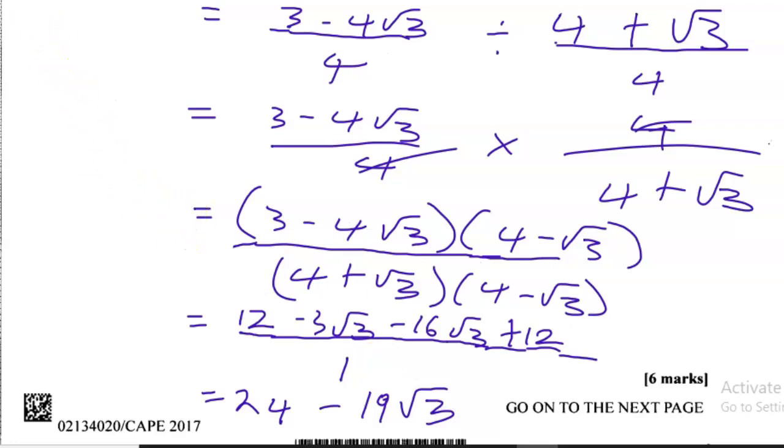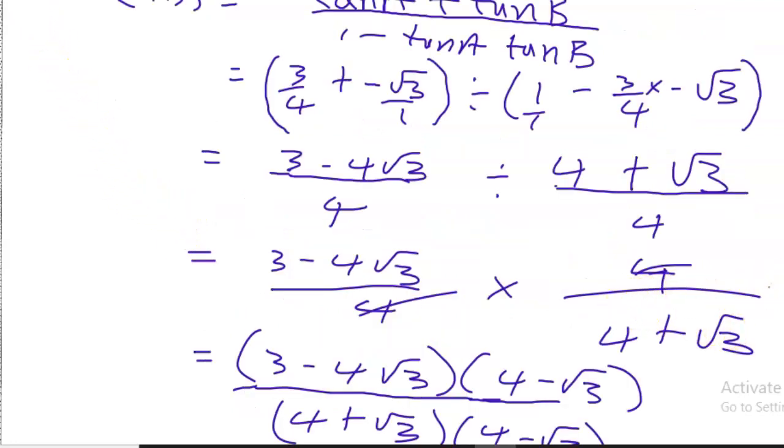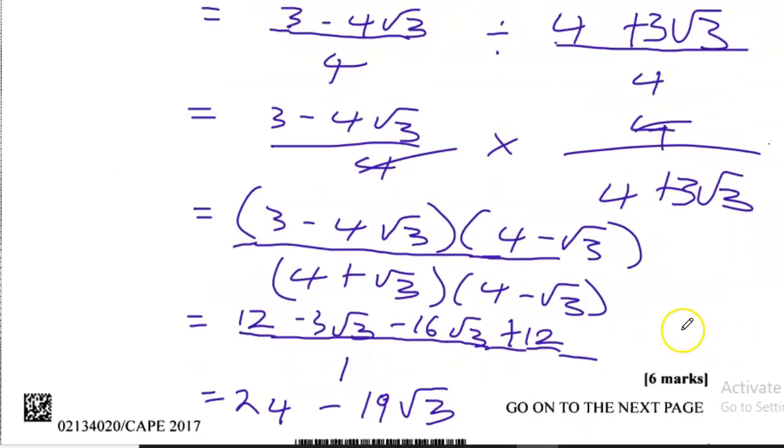Okay, so an error was made here. This should be 3 root 3. So it's 4 plus 3 root 3. So now I'm doing the expansion. And the conjugate is 4 minus 3 root 3. So it will be 4 minus 3 root 3. So let me just redo the expansion.